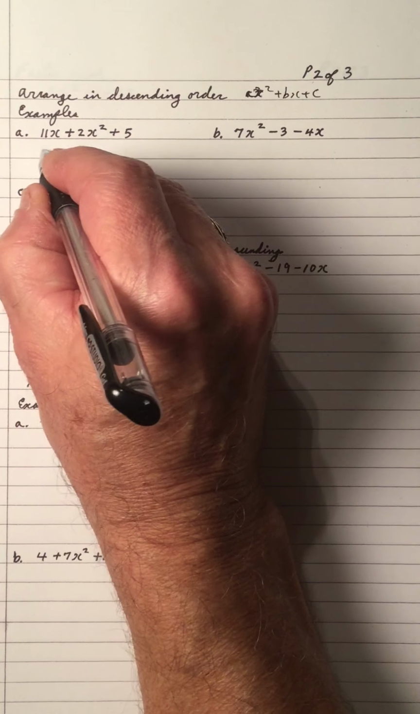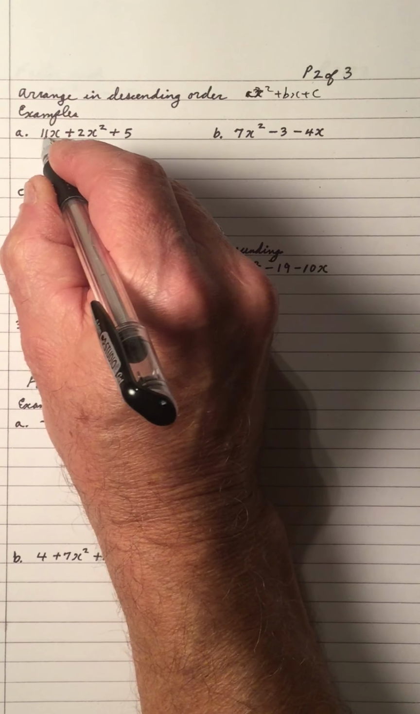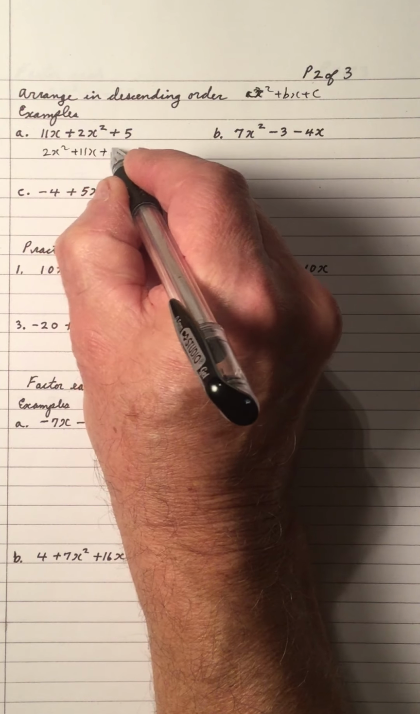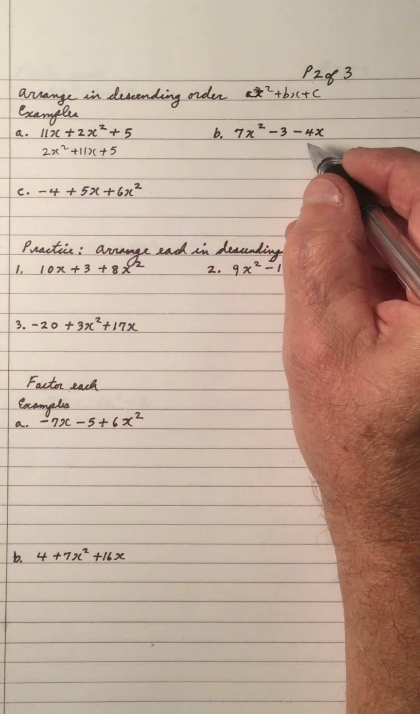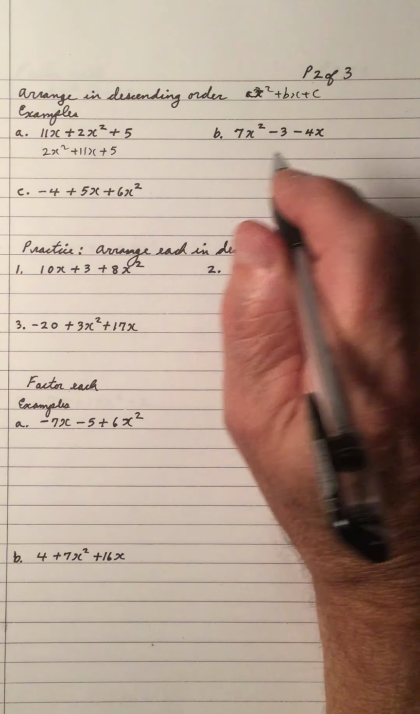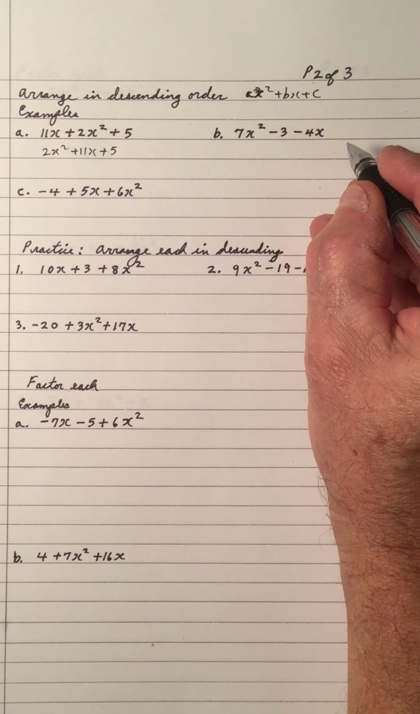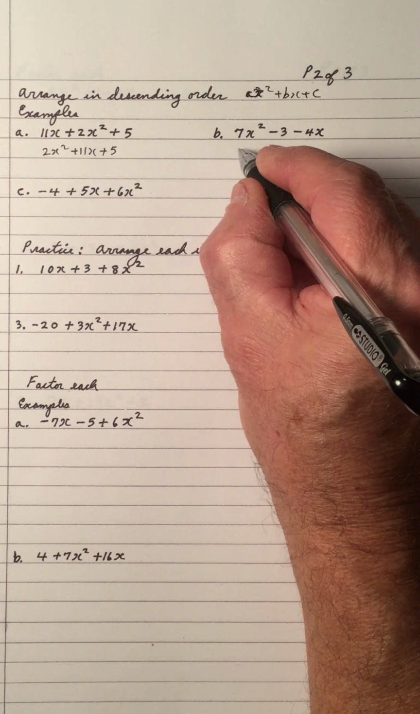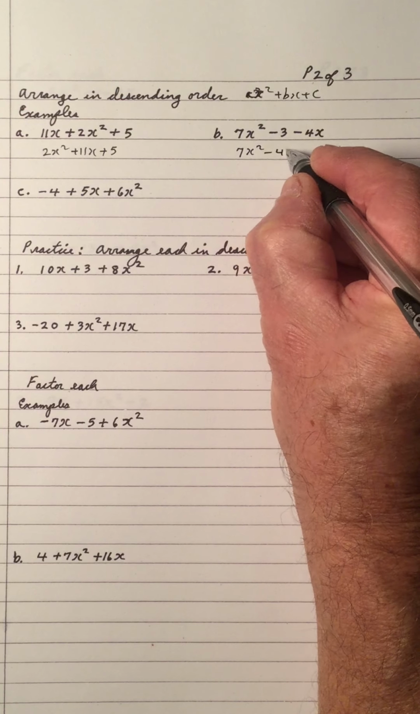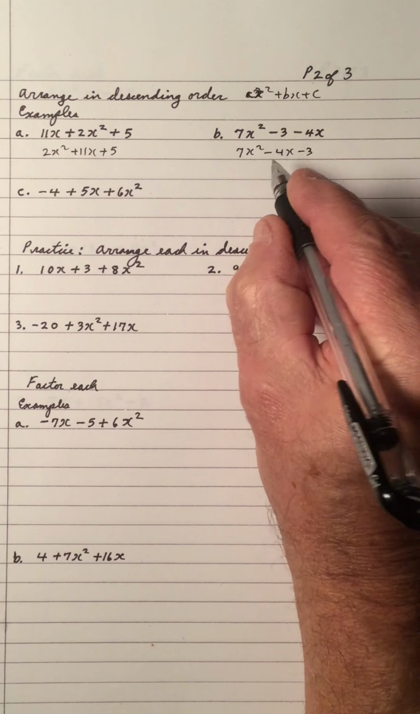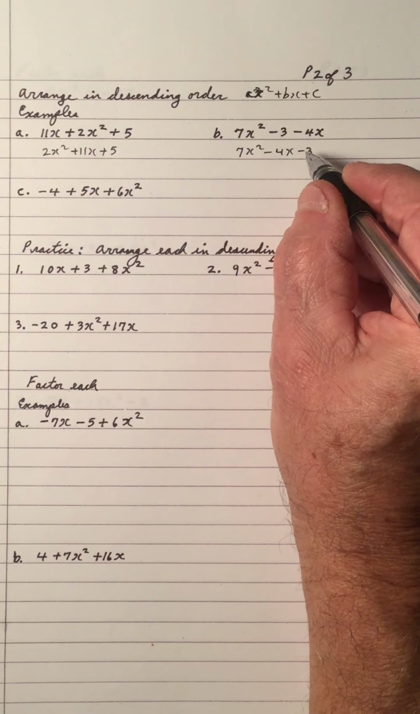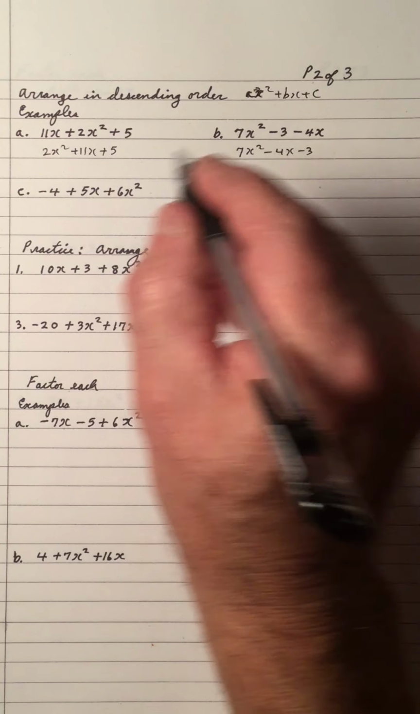So x squared goes first, so it's 2x squared. Then the x goes next, that's 11x, and then the plus 5. Notice I'm not changing the signs because there's no equal sign. It's only when I move across an equal sign by transposition that I change the signs. B, I have to have an x squared. That's perfect. I have to have an x next. That is a negative 4x. Then I have to have my constant. So notice ax squared plus bx plus c has to be in that order in order to factor.